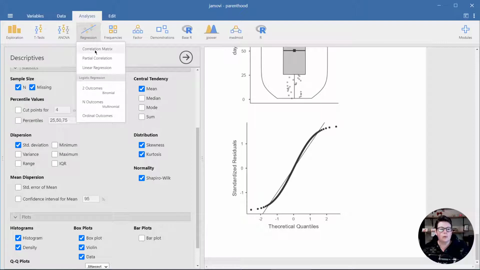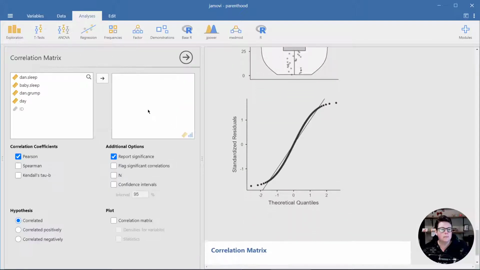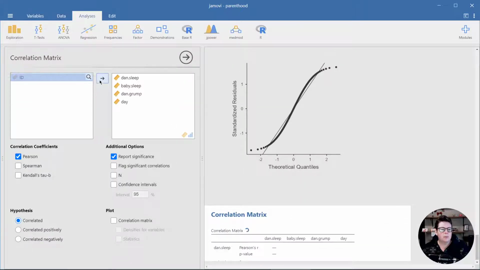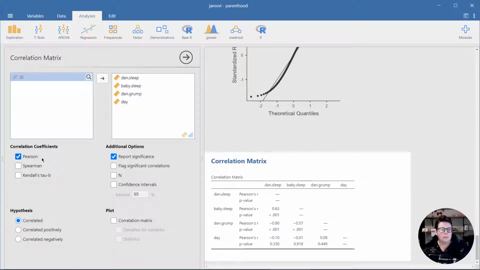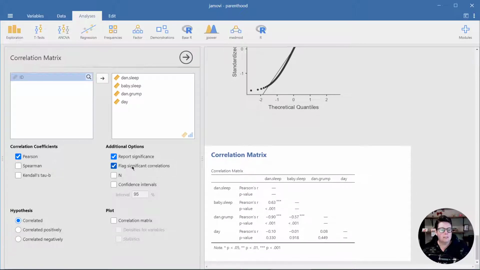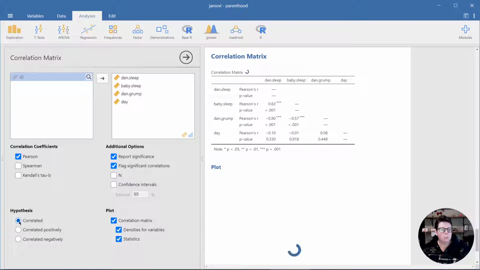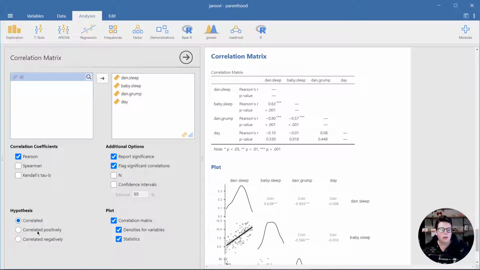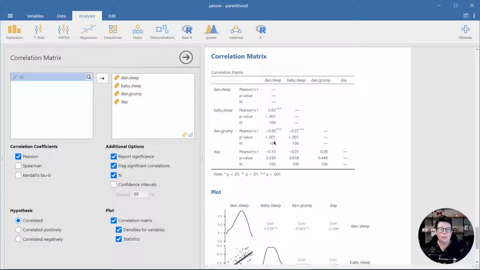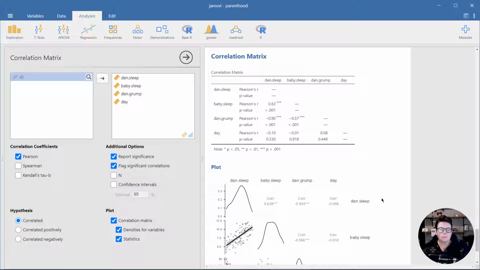So we're going to go to regression, correlation matrix. We're going to pull all of our variables over. We'll leave it at Pearson. I want to flag the significant correlations, and ask for a correlation matrix. We're just going to assume that they're just correlated, not that they're correlated positively or negatively. Okay, we could ask for our n as well, but the n is going to be the same throughout because we have no missing data. So I'm just going to take that back out.